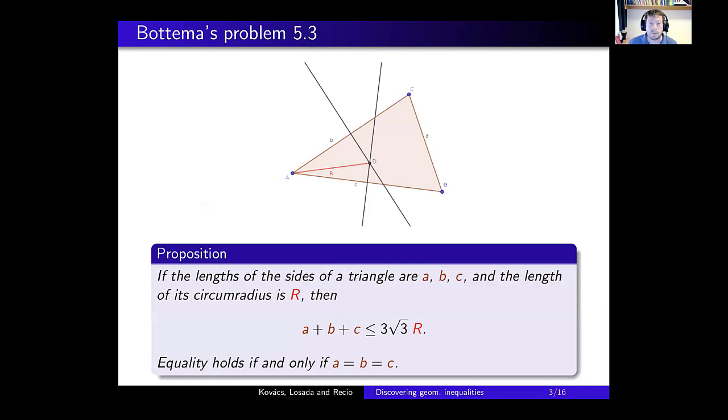So what is it about? This problem is in a planar triangle. The sum of the sides is always less than or equal to 3 times the square root of 3 times R, where R is the circumradius, and equality holds if and only if these 3 sides are equal to each other.